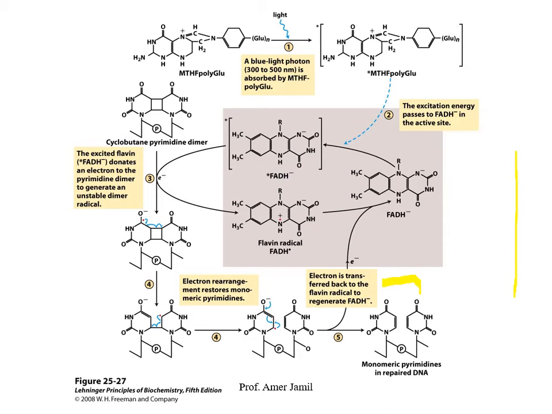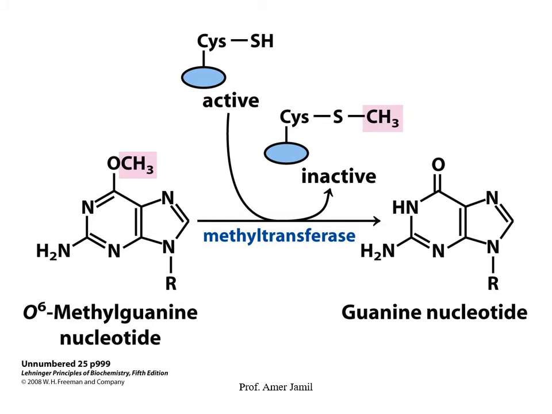I'm not going into much of the chemistry here, but this is the overall picture of pyrimidine dimers. In some cases, nitrogenous bases are methylated, for example O6-methylguanine is an example here, and the methyltransferase enzyme simply works here and removes this methyl group, and you see the guanine nucleotide once again.